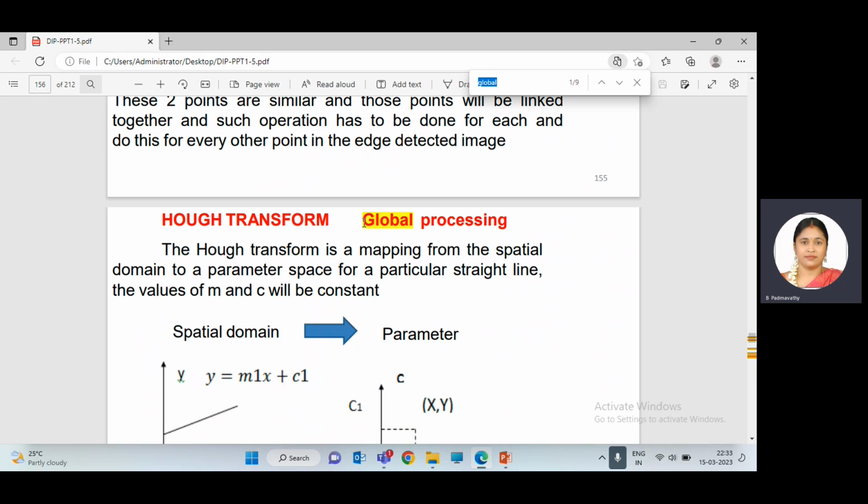So here we have completely discussed global processing using the Hough transform.